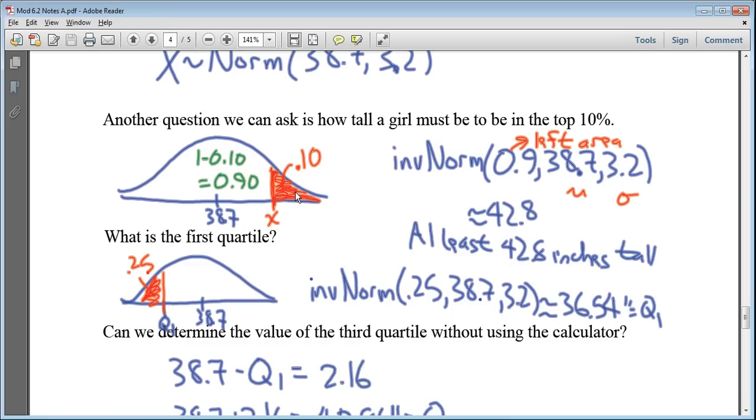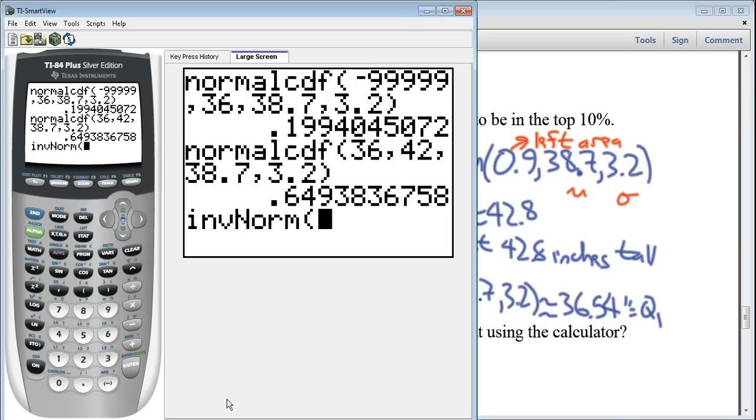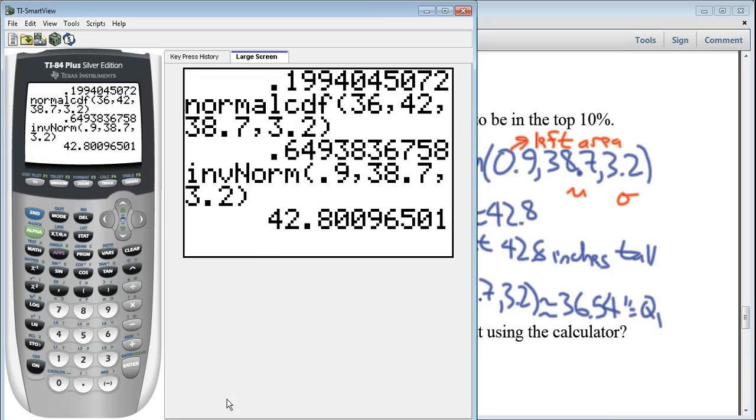Well, the top 10%, the area below that would be 90%, since 90% plus 10% is 100%. So the area then would be 0.90 to correspond to 90%. So I put in 0.9 as my first entry, and then the mean and the standard deviation. So the inverse normal only uses 3 entries instead of 4 entries. And I get a result of 42.8.